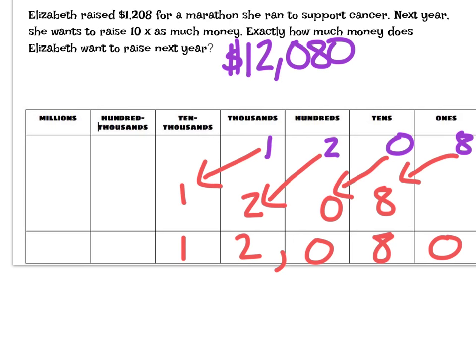Elizabeth raised $1,208 for a marathon she ran to support cancer. Next year she wants to make 10 times as much. So in my mind I'm thinking next year she should be making more money. Is 12,000 more than 1,000? It is. So I think my answer makes sense. I'm happy with it. I'm going to circle it and move on.